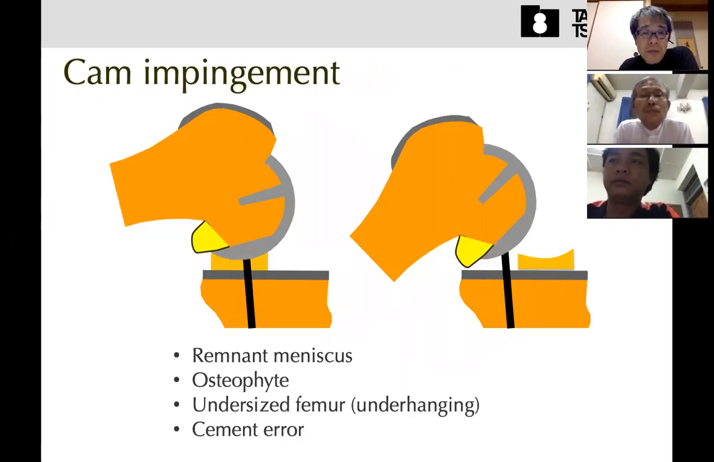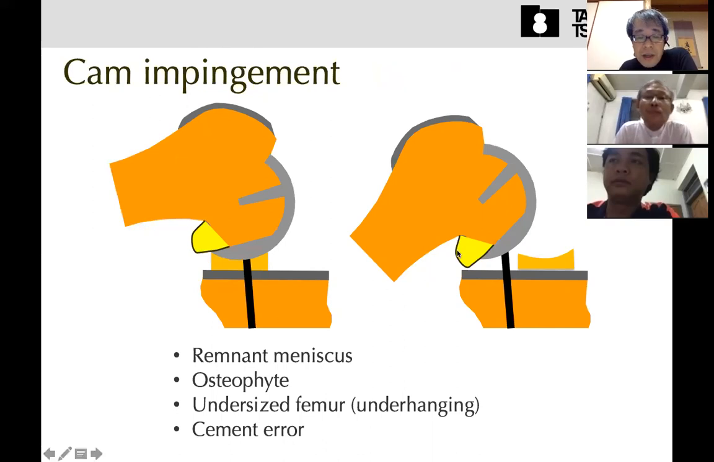This is a cam impingement, so it is quite important to remove the osteophyte here. Otherwise, in flexion, this osteophyte or some remnant meniscus will push the bearing anteriorly. In the procedure, the meniscectomy, especially of the posterior horn of the meniscus, is really difficult because of the very limited space to achieve the meniscectomy.